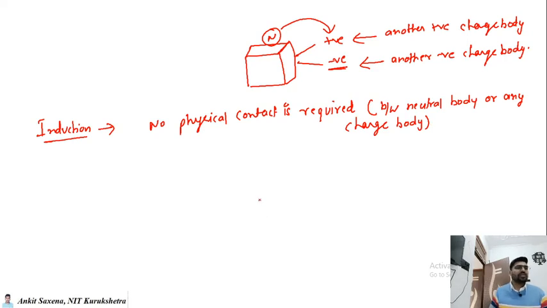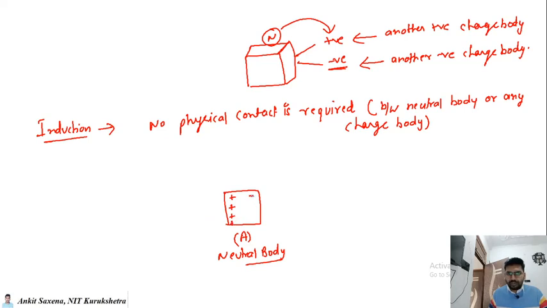Now let's try to understand what is induction, how induction works. For example, this is a body A, and this body A is a neutral body in the starting. So what is the neutral body? The number of electrons and number of protons are equal in the neutral body. Let's take, there are total 4 protons and 4 electrons in this body. So this body is a neutral body. Our aim is to make this body a positive charge body.